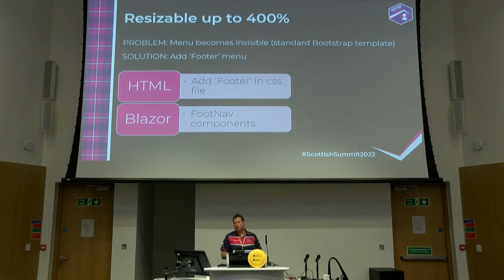So if you really follow the WCAG standard, your website should be resizable up to 400%. But you will see later in the demo, if you scale your Blazor application, it starts at 300%, the menu becomes invisible. At least in Bootstrap. I didn't do it in Tailwind CSS, but I'm not a designer. I do research on accessibility, but I really want it as simple, stupid as possible.